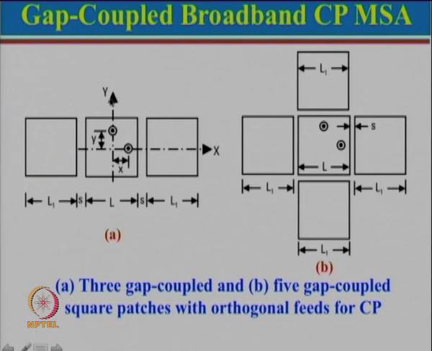So, here we discuss 3 gap coupled square patches, because we need square patches here, unlike in the earlier cases for broadband where we could have length L and width W, but here L is equal to W. So that the orthogonal mode also will excite at the same frequency. Then instead of this particular configuration we can use this configuration where there are 5 patches which are gap coupled to the central patch, and this gives us very large bandwidth, both AR bandwidth as well as VSWR bandwidth.